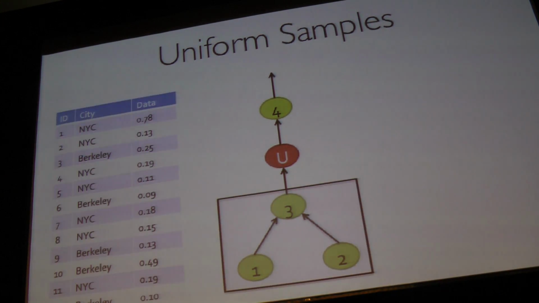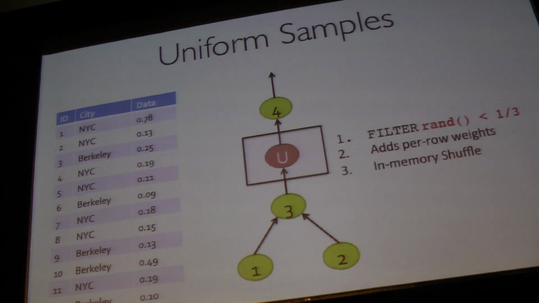What this uniform sampling operator does is it takes a query such as this, and then whenever data such as this is fed into the uniform sampling operator, it essentially filters each and every row with a uniform probability. Then it adds some per-row weights to the column. So a weight or a filtering ratio is associated with every row of the database, which then is shuffled in memory.